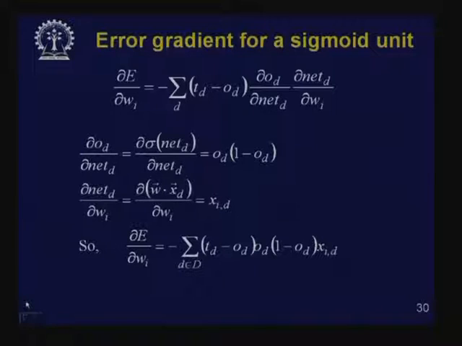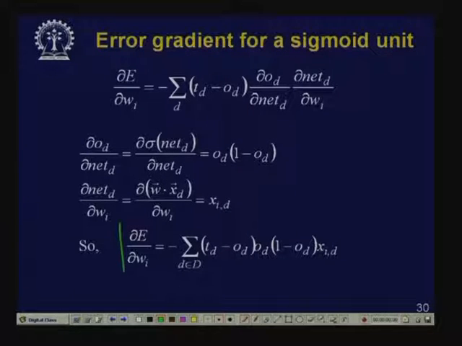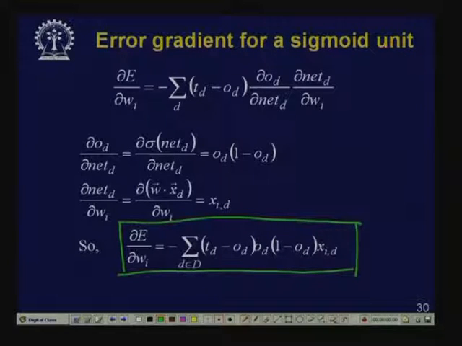So, ultimately what we get is that the partial derivative of the error function with respect to the weight Wi is minus of sigma over all training examples Td minus Od into Od into 1 minus Od into Xid. So, this is the slope with respect to a particular weight Wi. We can find the partial derivative with respect to all the weights, and we can find the components in all directions of the slope. So, we can compute the slope.